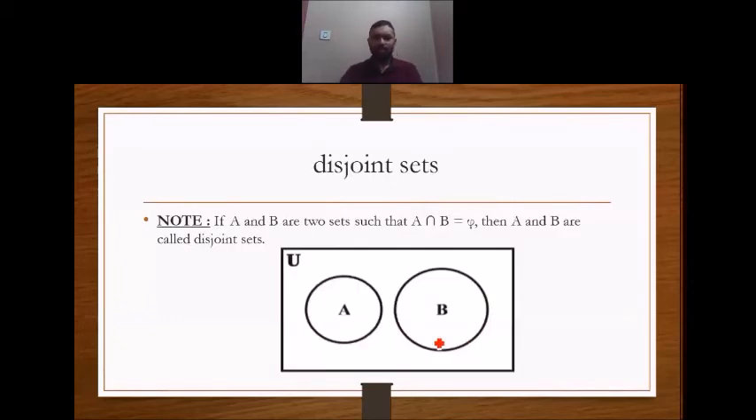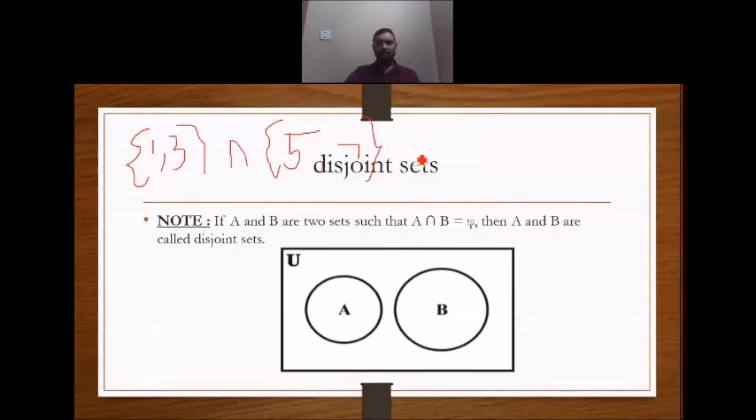Next, disjoint sets. What is the meaning of disjoint sets? In disjoint sets, the definition is A and B are two sets which are disjoint. Then A intersection B is empty. A intersection B is empty means there is nothing in common. We cannot find anything common between the two sets A and B. So if I give an example, set containing 1 and 3, set containing 5 and 7. Is there anything common? There is no element common. So when you take their intersection, what you will get? You will get the empty set. There is nothing in common. So therefore, this set is disjoint.